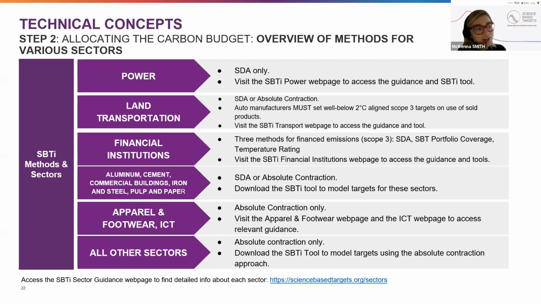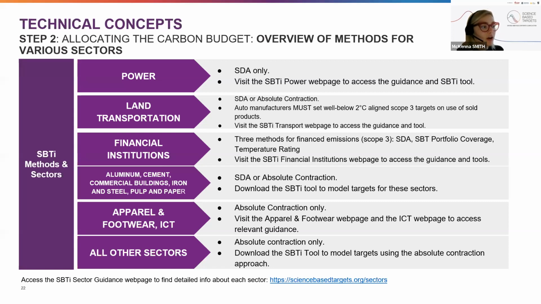Next, we have aluminum, cement, commercial buildings, iron and steel, and pulp and paper. So these are our kind of more hard-hitting sectors, hard to abate emissions, and they can use the SDA or absolute contraction. And I'll be giving a demonstration of one of these in a little bit.